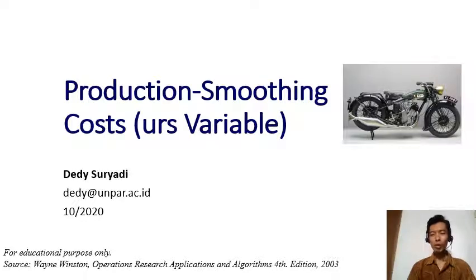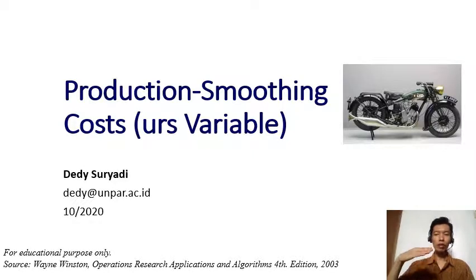So this problem is similar to the multi-period inventory model that we've seen when we learn about linear programming formulation. Now the difference is there is a cost that is called production smoothing cost. This cost occurs when your production level or production amount changes from one period to the next. So let's say at this period you produce this much amount of products, and then if you increase it in the next period, there is a cost of the increase.